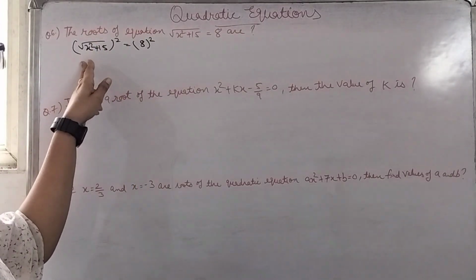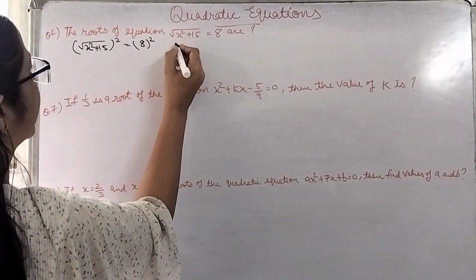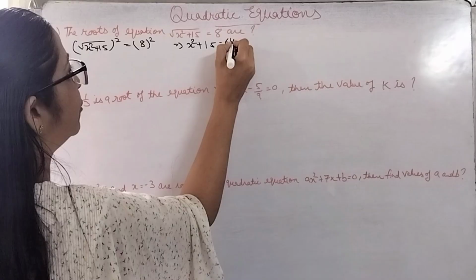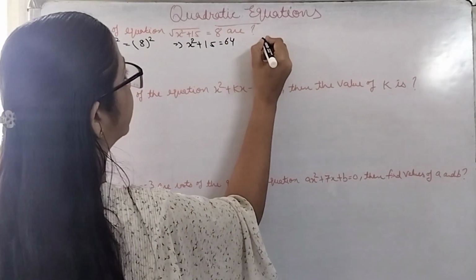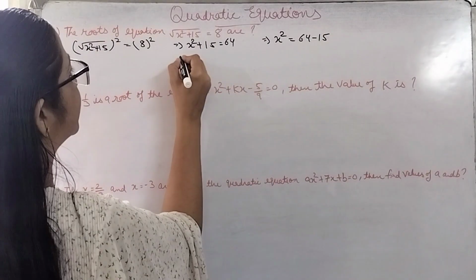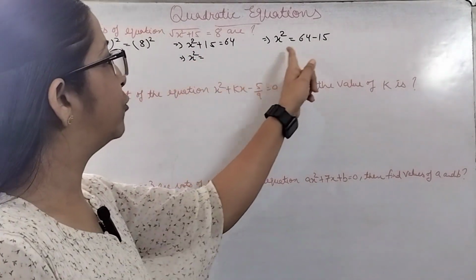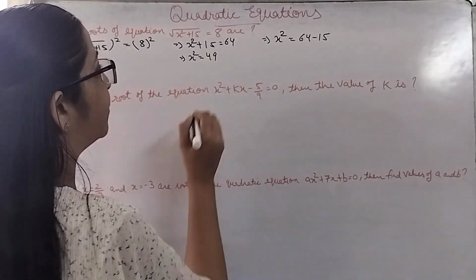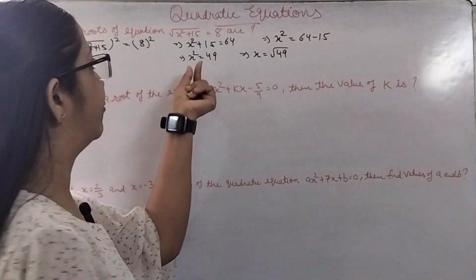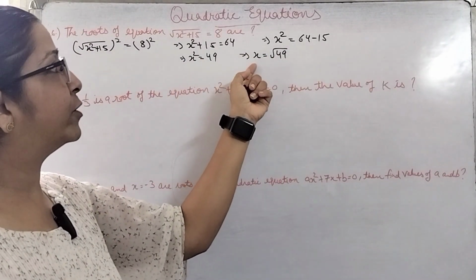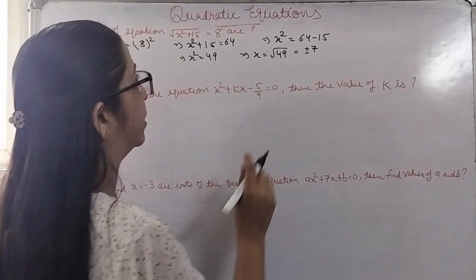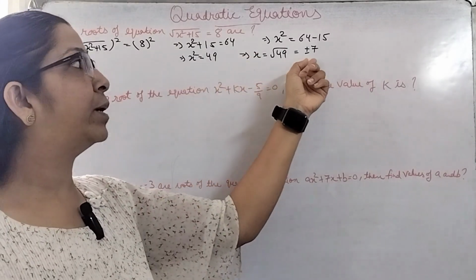Now if we square it, the square root sign will be removed. So it will become x² + 15 equivalent to 64. So we can say that the value of x² is 64 minus 15, that is, x² is 49, or we can say x will be the square root of 49. If the value of x² is 49, what will the value of x be? It will be the square root of 49, that simply means it will be plus minus 7. That means the roots of the equation will be plus minus 7.